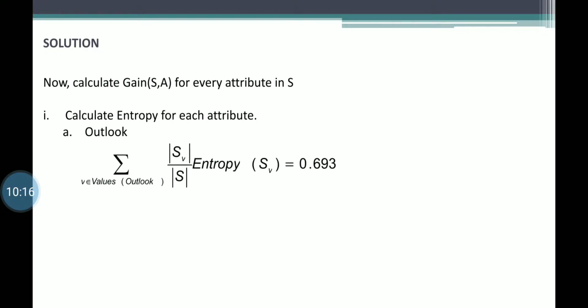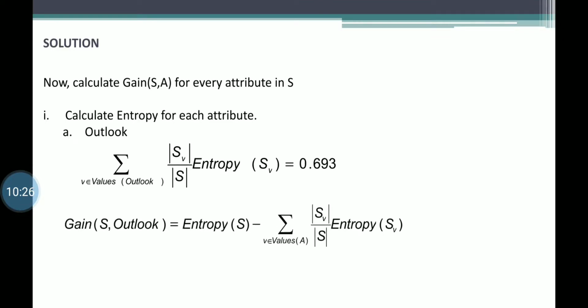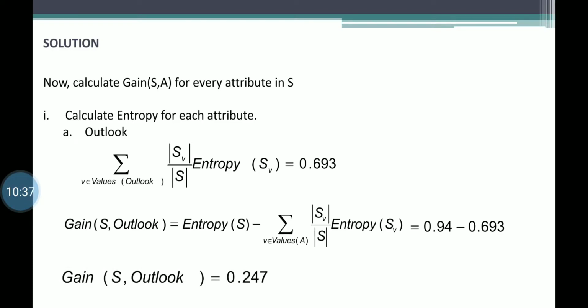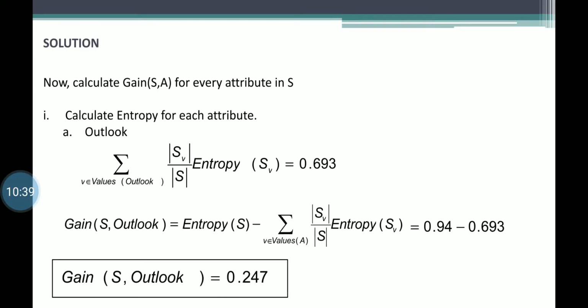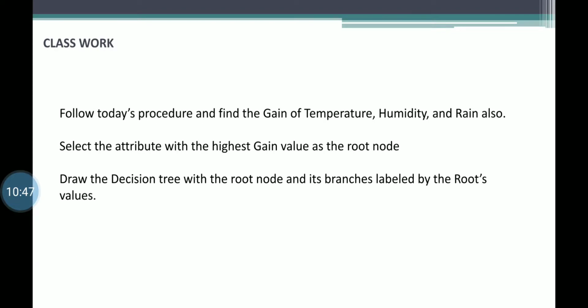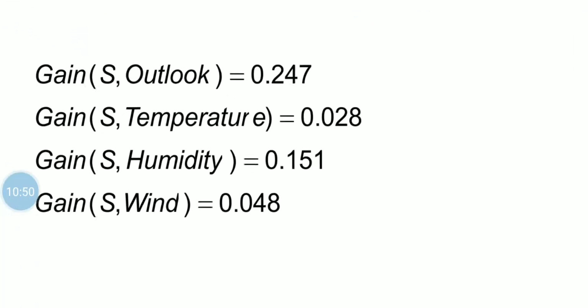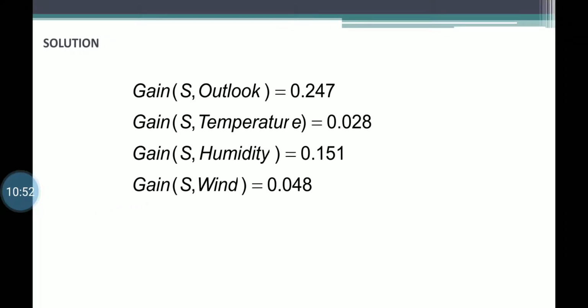So here our info, that is information, average info of our Outlook is 0.693. This should be subtracted from the entropy of the overall sample to get the information gain. So Outlook's information gain is 0.94 minus 0.693, which will result in 0.247. Like how you have done for Outlook, you should repeat the same steps for the remaining attributes as well. So when you do the same calculation, you will be getting these as the values for each attribute.